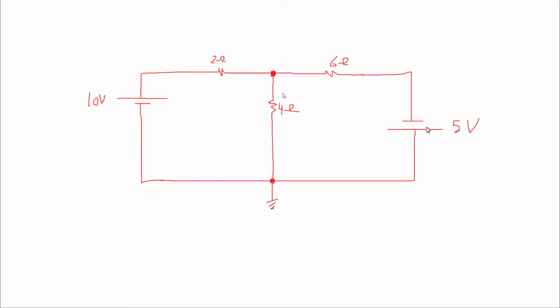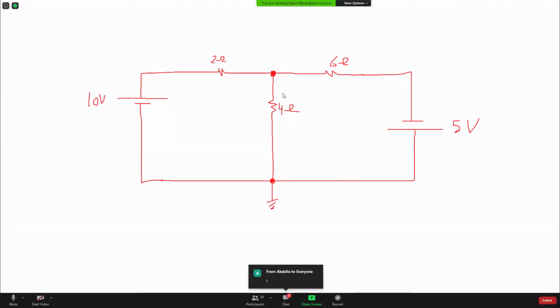Now, first thing, we need to know how many nodes, how many intersections we have in this circuit. Say something. It's not difficult. Okay, we have 2 nodes. Node where branches meet. So this is one, this is one.